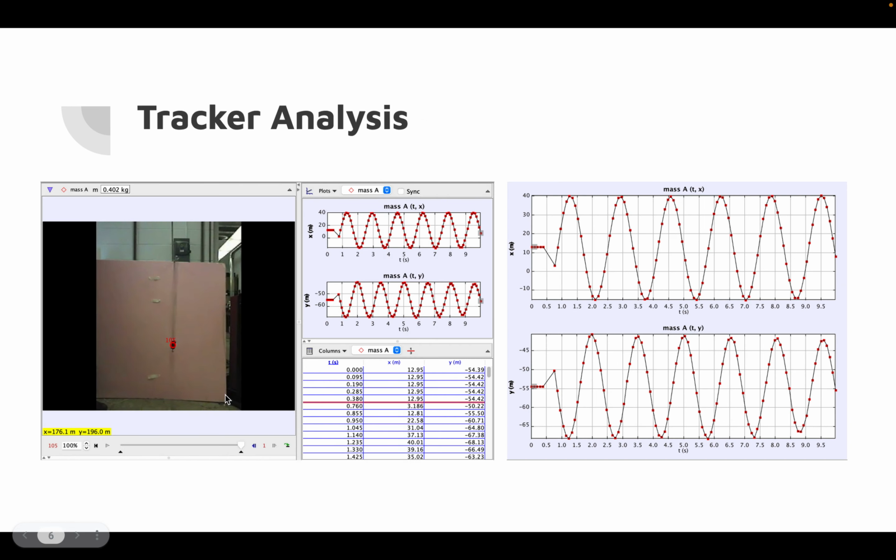So using tracker, I used the auto tracker, but I did watch it frame by frame to make sure that the auto tracker was following the mass on the spring. And as you can see, the X and Y positions are oscillating back and forth throughout the video.